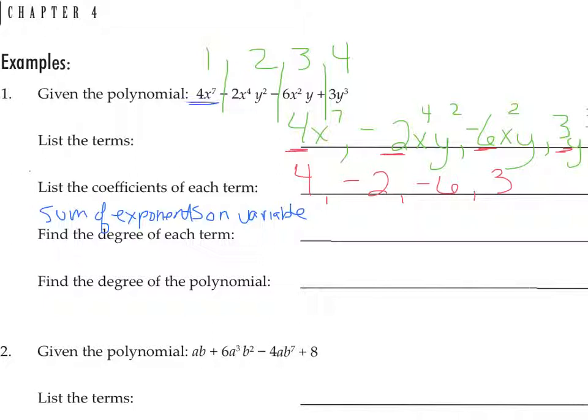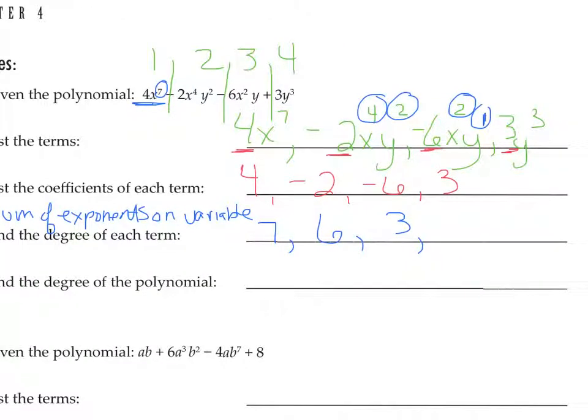So the degree of the first term would just be the sum of the exponents, and that would be a 7. The degree of the second term, I'm going to write here, would be the sum of this exponent, so 4 plus 2 is 6. The degree of the third term, we have a 2 here, and don't forget this y, since it has no exponent, it has the invisible 1 on it, so that degree is 3. And the degree of the last term would just be the 3 here. So those are the degrees of the terms.